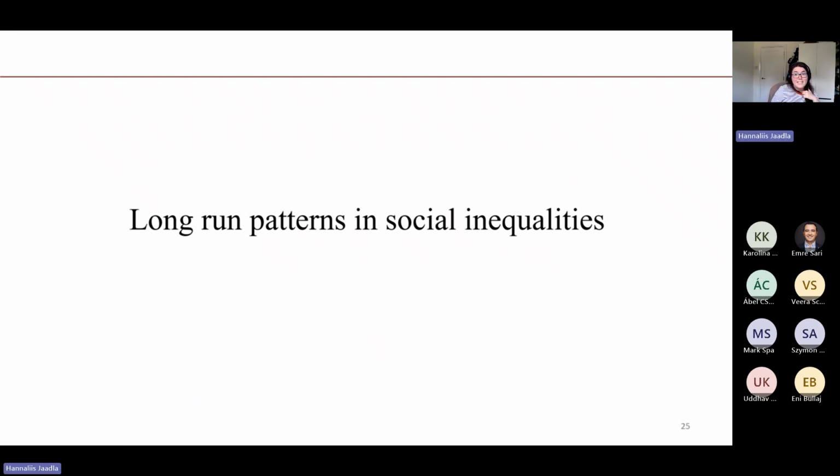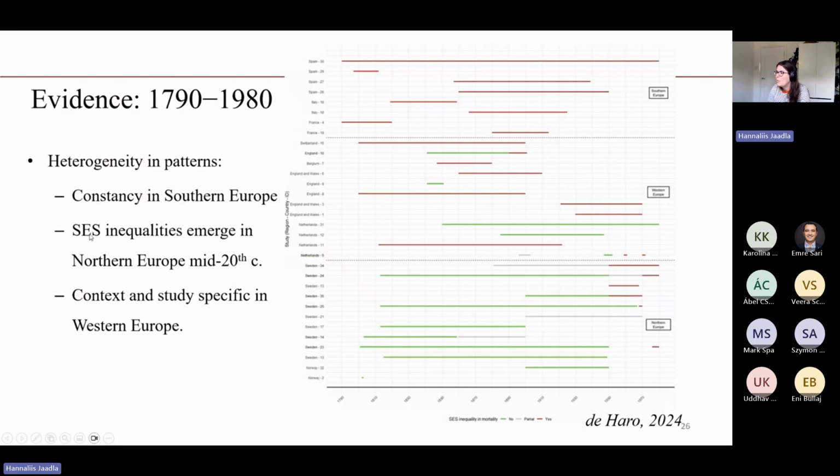So despite the weight of theory, there's actually quite a mixed bag of evidence looking at social inequalities in health. We don't see social inequalities in every context. So for example, there's this new paper by De Haro. I don't know if you've seen that, but it's like a meta-analysis of all the different papers that have looked at social inequalities in mortality from 1790 to 1980. And sorry, the figure is not very good, I don't know if you can even see it, but here you have 1790 up to 1970 or 1980, so a very long time span of different studies.